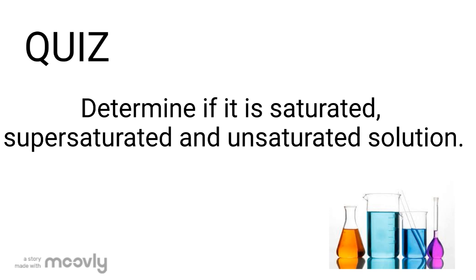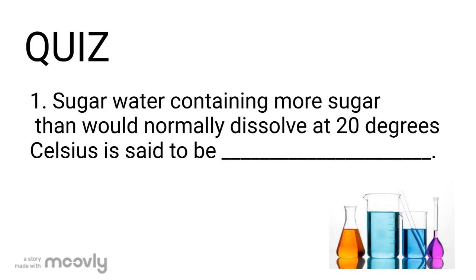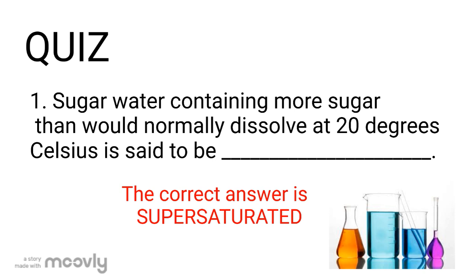Now, let's see if you can determine if it is saturated, supersaturated, or unsaturated solution. For each number, you will be given 10 seconds to answer. Let's start. Number 1. Sugar water containing more sugar than would normally dissolve at 20 degrees Celsius is said to be blank. Time's up. The correct answer is supersaturated.